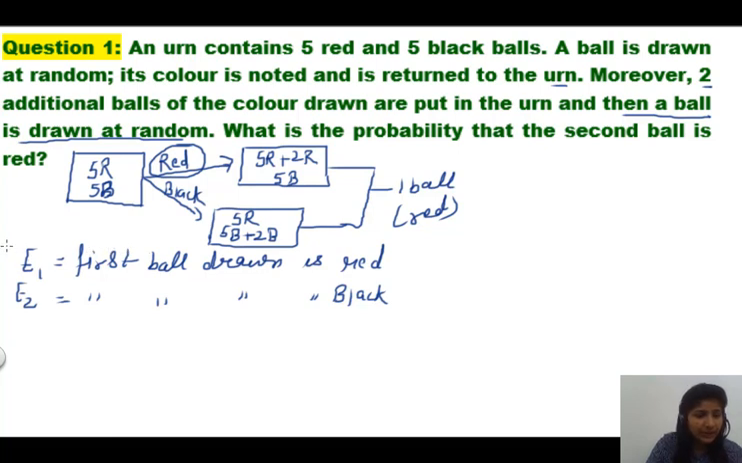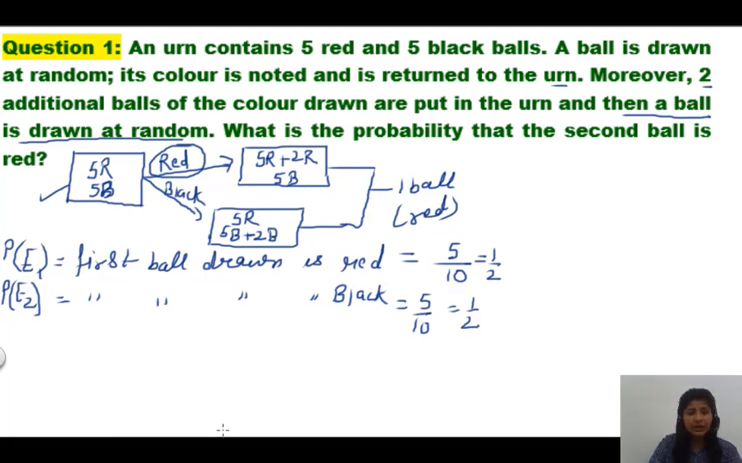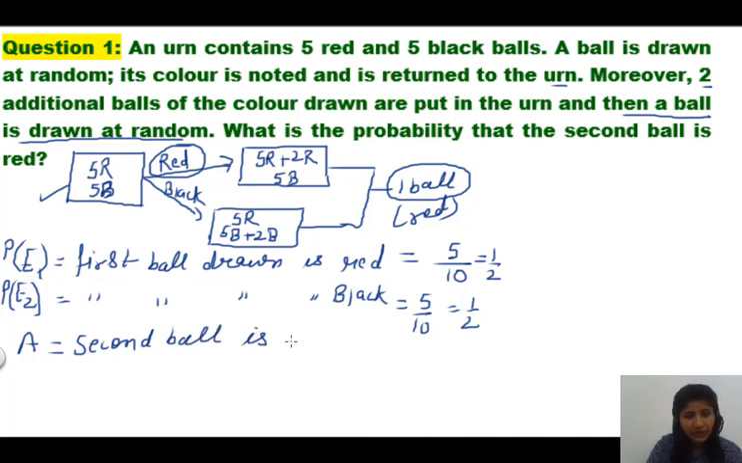So what will be the probability of E1 and E2? Probability of E1, first ball drawn is red. You see in the box, out of total balls which are 10 in number, the number of red balls is 5, so the probability is 1/2. Similarly for the black balls. Now let us consider what is the common event happening. Whether you draw the first ball as red or black, at last the second ball that you are drawing is of red color. So the common event is second ball is red in color. So I am writing A as the event that the second ball is red in color.